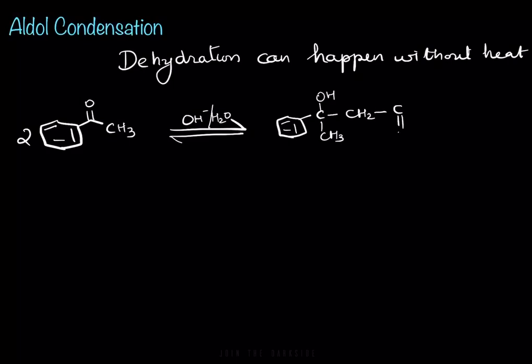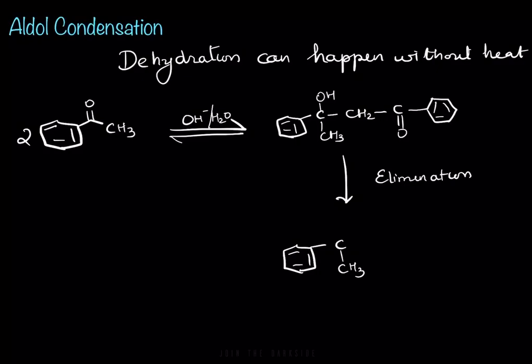Remember, one of the molecules is going to act as a nucleophile, while the other is going to act as an electrophile through conjugate addition, and then the elimination happens. Elimination of a water molecule. Okay, so when this compound eliminates water, it's going to form this product, which is again an alpha beta unsaturated carbonyl compound.